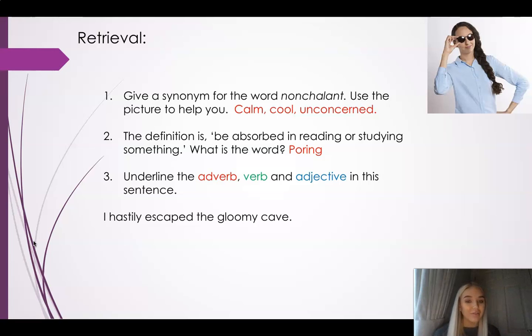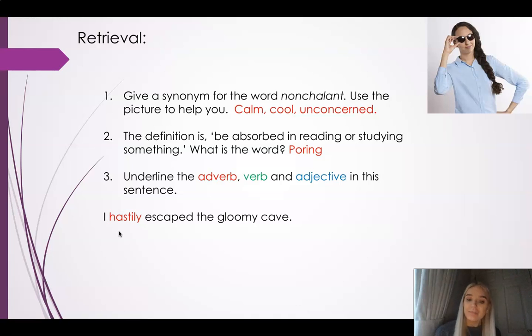Finally, underline the adverb, verb, and adjective. Well, first of all, what is an adverb? Well, an adverb modifies the verb, so it tells you how someone does something. So which word tells me how something's done here? Hastily. I hastily escaped the gloomy cave. So that is like you did it in an urgency. You really, really quickly escaped it.